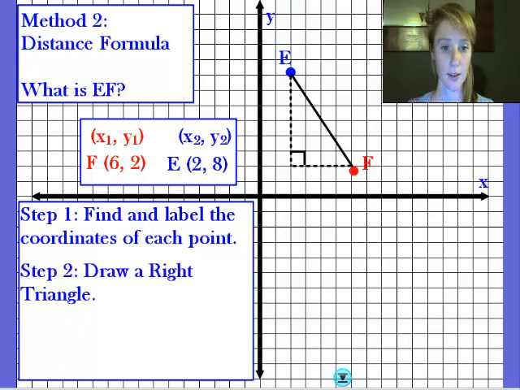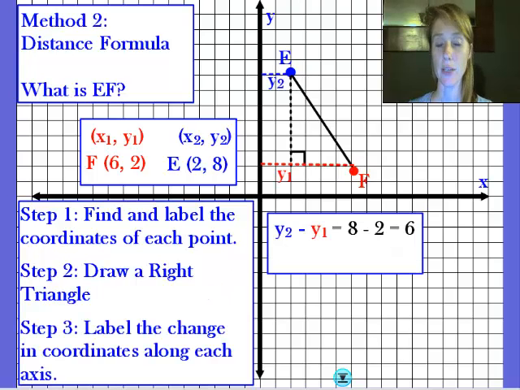Okay, great. Step 2, what we're going to do is draw a right triangle, just like we did in method 1 using the Pythagorean theorem. So go ahead and draw a vertical line and a horizontal line to complete your right triangle. Fantastic. Step 3, what I want us to do is determine the change along each axis that point F has to move to get to point E. Let me show you what I mean.